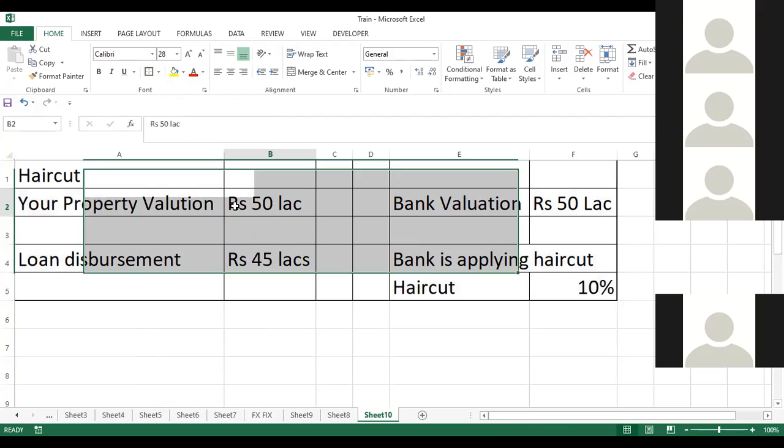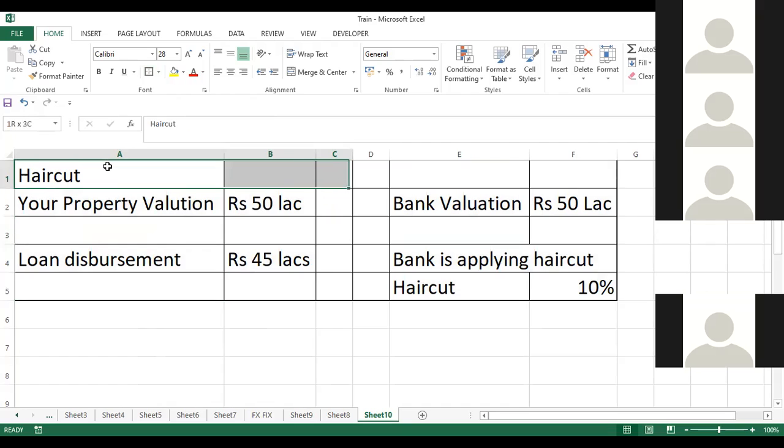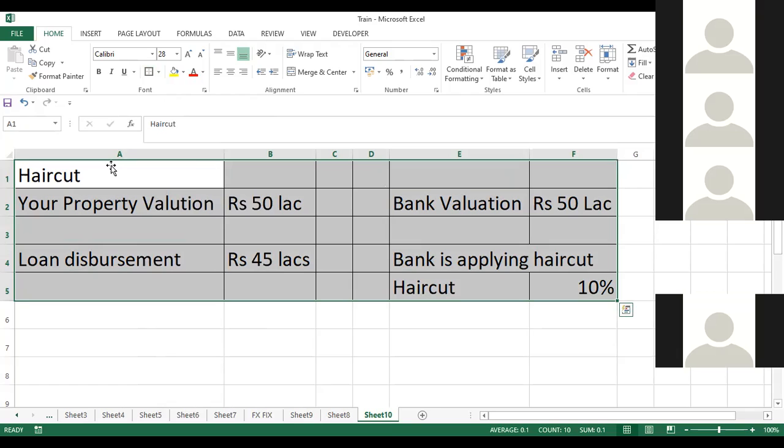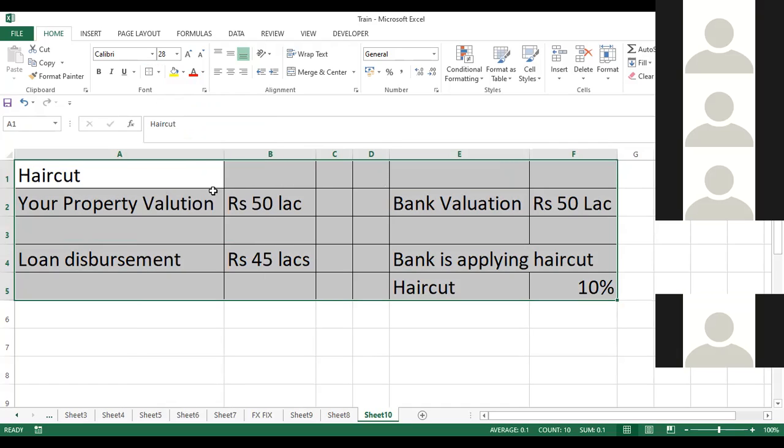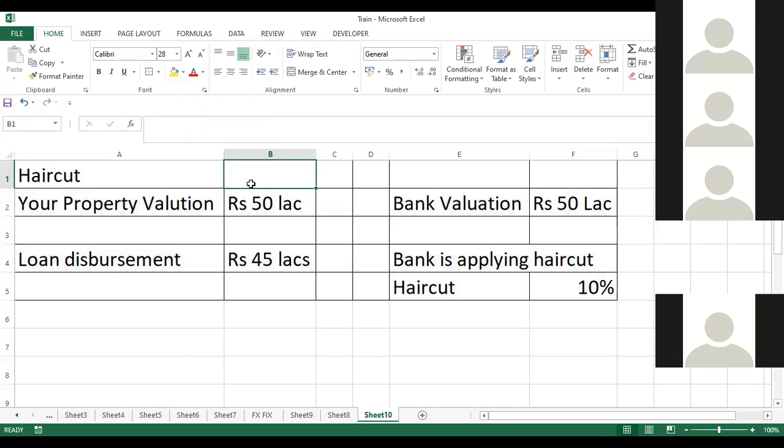So what is your understanding? Why is the bank applying a haircut? Why is the bank not able to disburse the whole amount? Any thoughts? Anything you know? The bank is actually minimizing its risk. So what they are doing is taking into consideration the inflation and recession factors before lending. That is why they are applying a haircut of 10%, because the property price might get reduced or might get increased, something like that. That is why they are doing it like this.